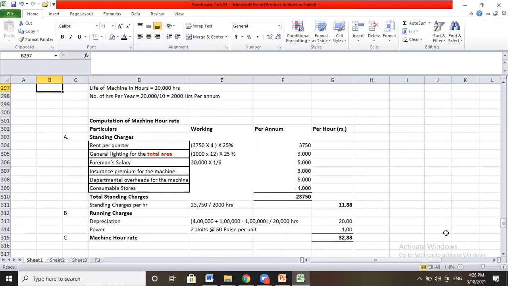Okay, so today we learned secondary distribution as well as machine hour rate theory and practical illustration. So that's it.